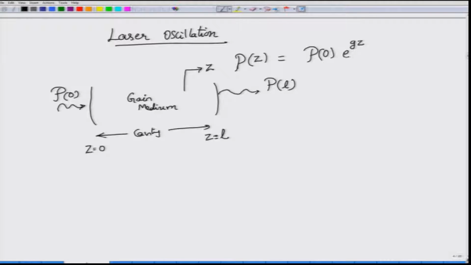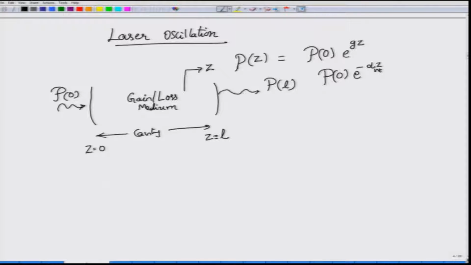Assume that it is independent of the frequency, independent of anything else; it is kind of a constant at this point. In place of gain, if you had loss, what would be the power at this point? The power would be P of 0 e to the power minus alpha z. Since this alpha is internal to the cavity, we can write it as alpha int, just to indicate that this is an internal loss. So, you have a gain and you have a loss.